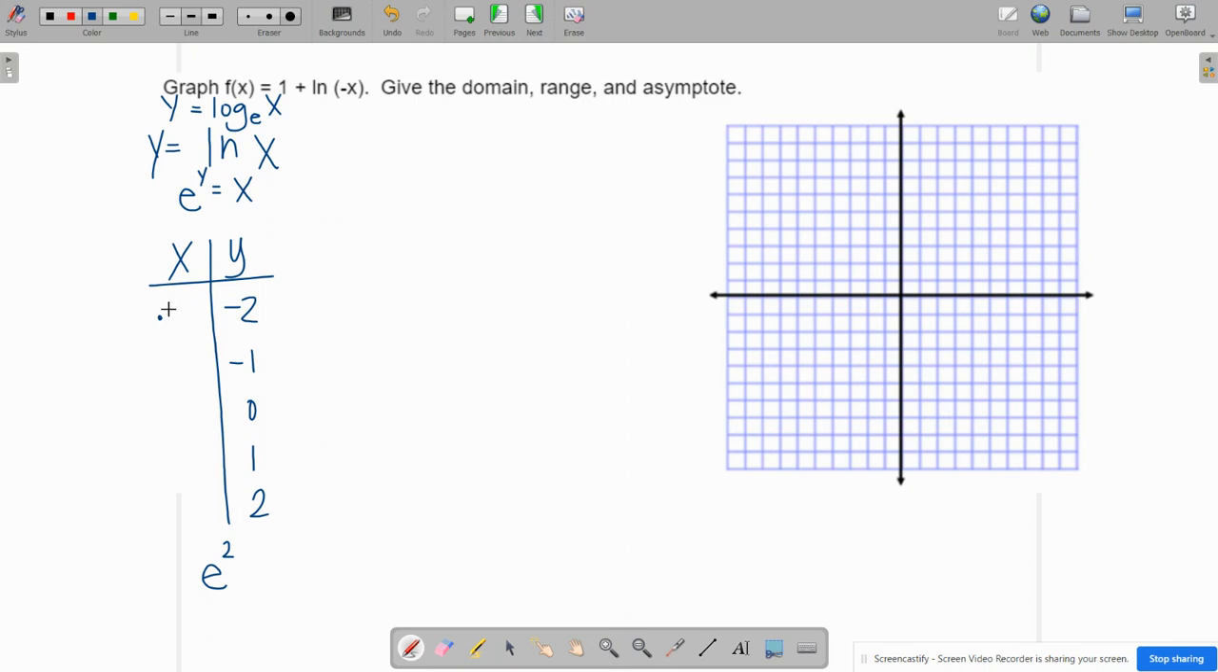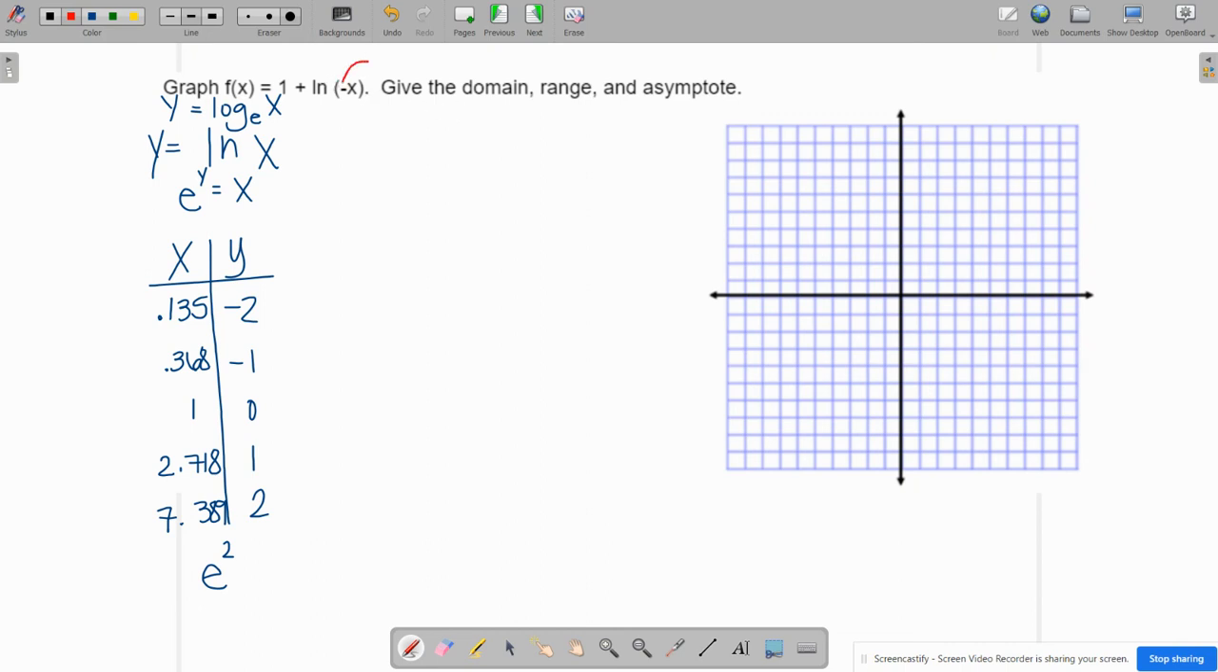So e to the negative second power is 0.135. E to the negative first power is 0.368. E to the 0 power is 1. E to the first power is about 2.718. Again, these are all approximations. They're not exact answers. And e squared is about 7.389.